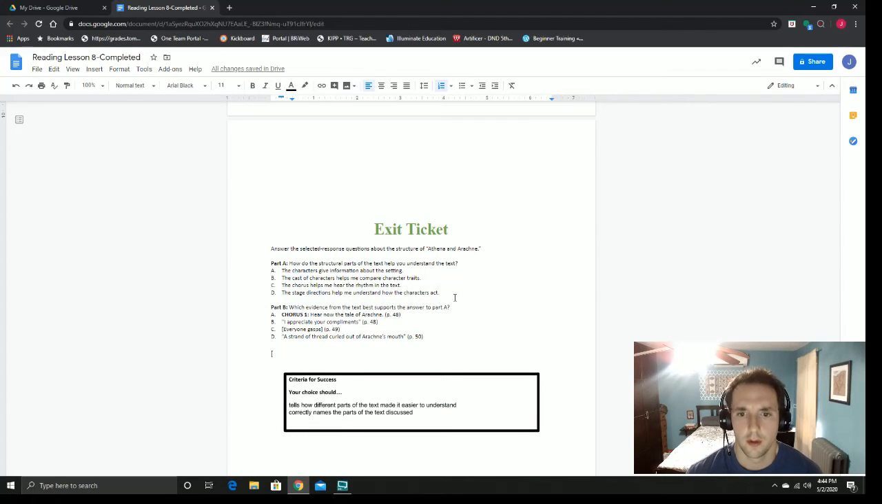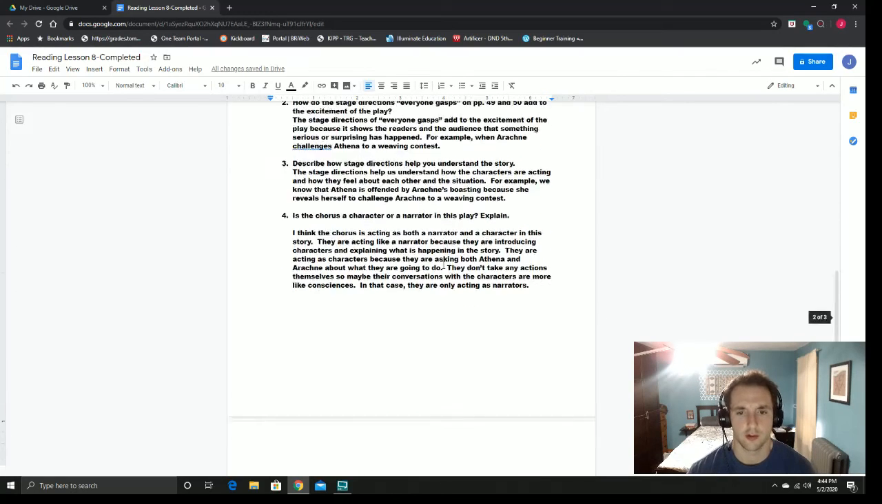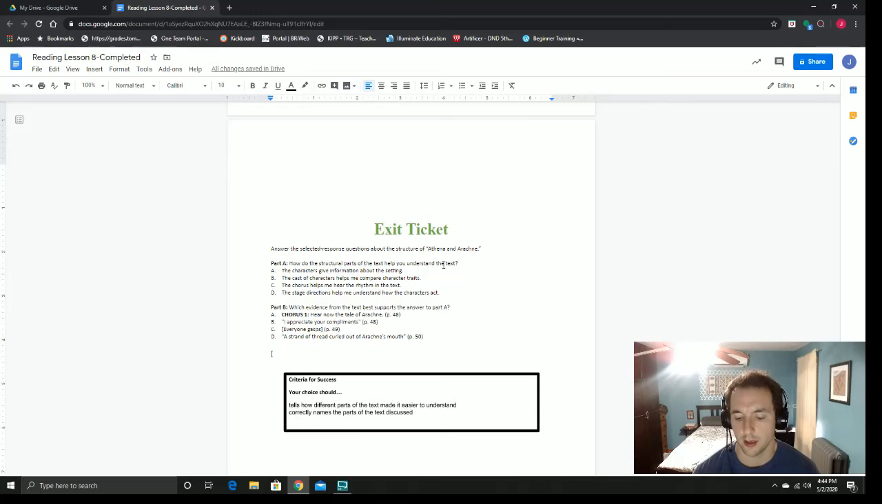All right, last exit ticket question, which is connected. How do the structural parts of the text help you understand the text, and which evidence from the text best supports the answer to part A? Okay. So again, the structural elements of the text that we've talked about are the character lists, the dialogue, the stage directions, those parts of the drama or the play that are different from prose stories.